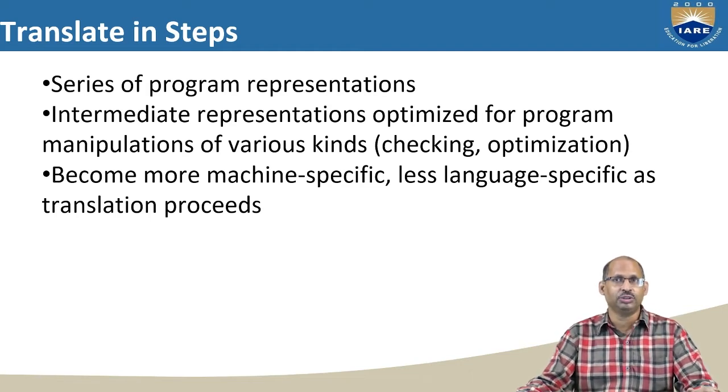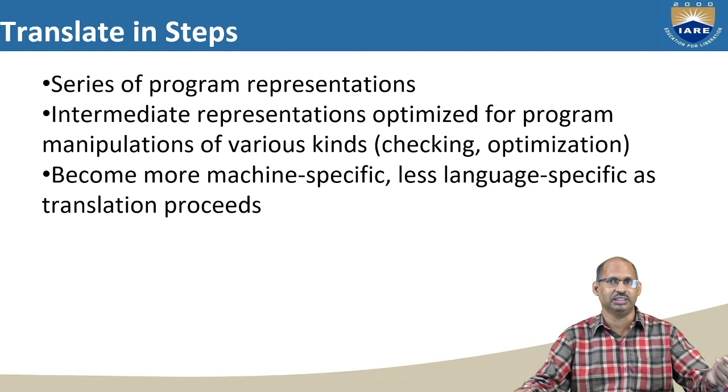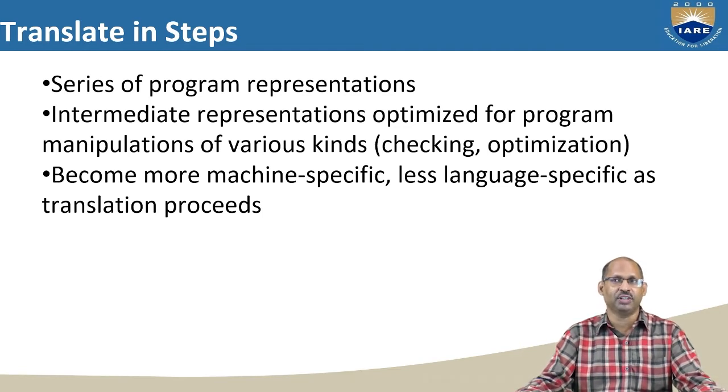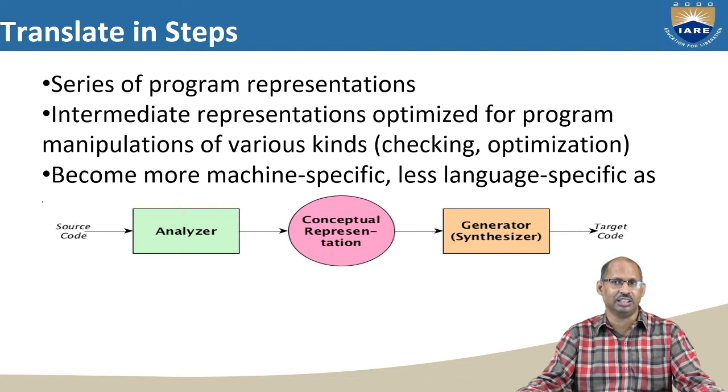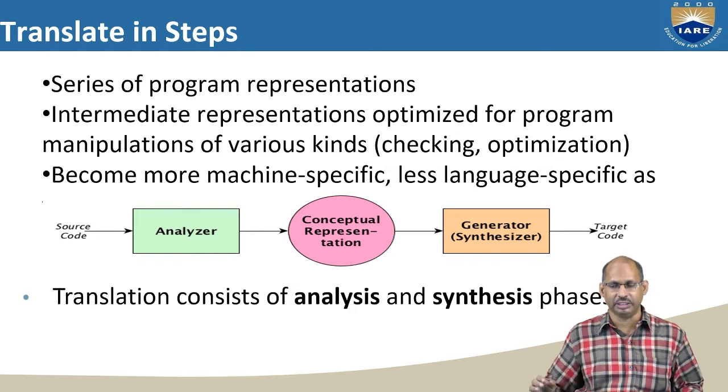So here, during conversion, a series of program representations will exist. Intermediate representations are optimized for program manipulations of various kinds, like checking and optimizations, and become more machine specific and less language specific as translation proceeds. So here: source code, analyzer, conceptual representation, generator or synthesizer, target code. The translation consists of an analysis phase and a synthesis phase.